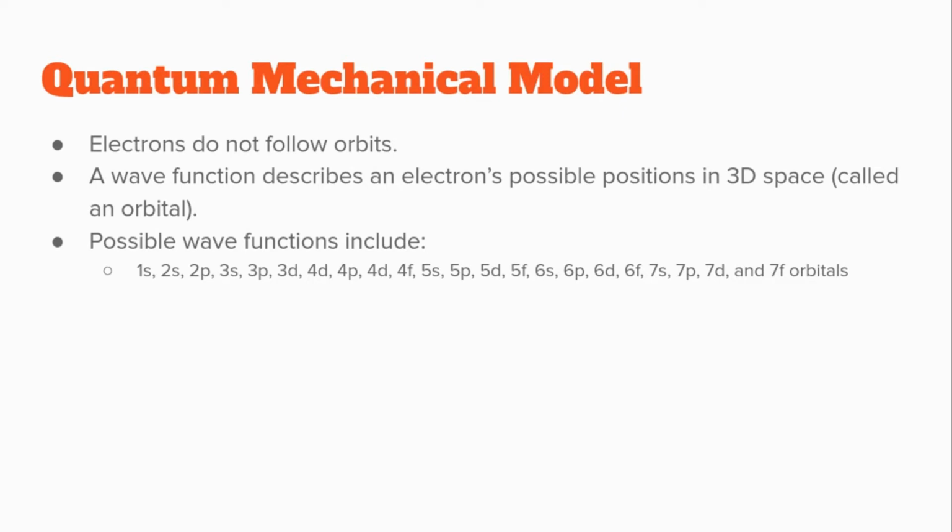So in the quantum mechanical model, the electrons do not follow a specific orbital or orbit. Instead, we have the wave function, or the orbital, which describes where the electron could possibly be around the nucleus and just the most likely positions for it to be in. So the possible wave functions are just all of our possible orbitals. So we have our different energy levels, like 1, 2, 3, 4, 5, and then the different orbital names, which are the shapes S, P, D, and F.